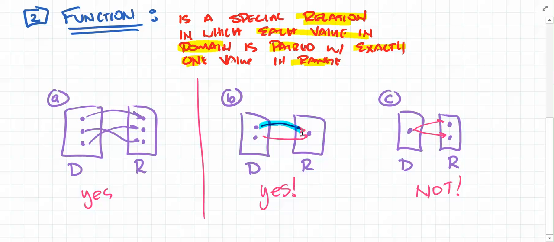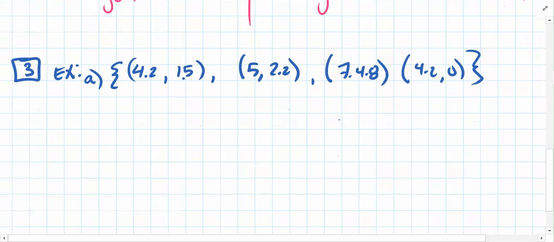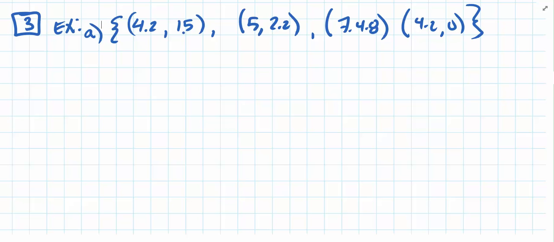All right, here's what I'd like you to do. I've given you a relation. The relation has these ordered pairs in them. What I'd like you to do is find the domain, find the range, give me a mapping, and tell me whether or not it represents a function. So domain, range, mapping, and whether or not it represents a function.